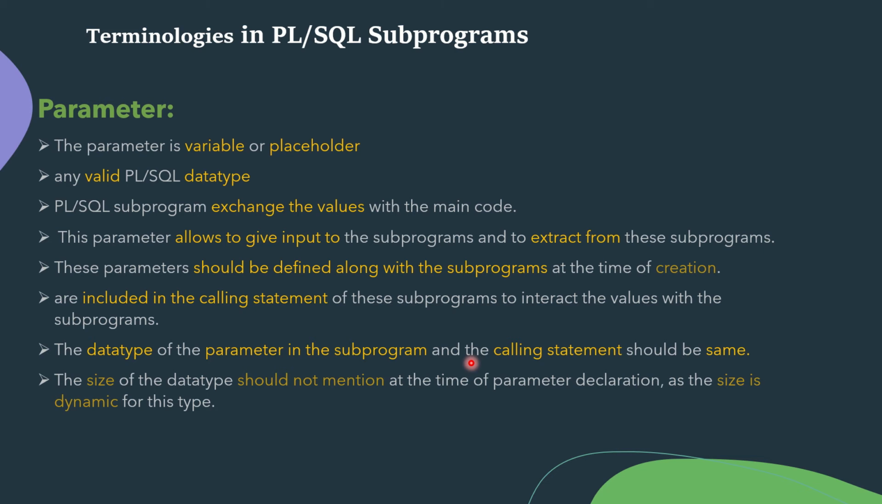So what is the meaning of a parameter? It is a placeholder or a variable, and it can be of any valid PL/SQL data type. The main aim of the parameter is to exchange values between the main code and the subprogram. In some cases the function or procedure may take values from the outside program, the main program, which is also called the calling program, and in some cases after doing the operation the function may need to pass the result to the calling program. So the need of a parameter is very essential.